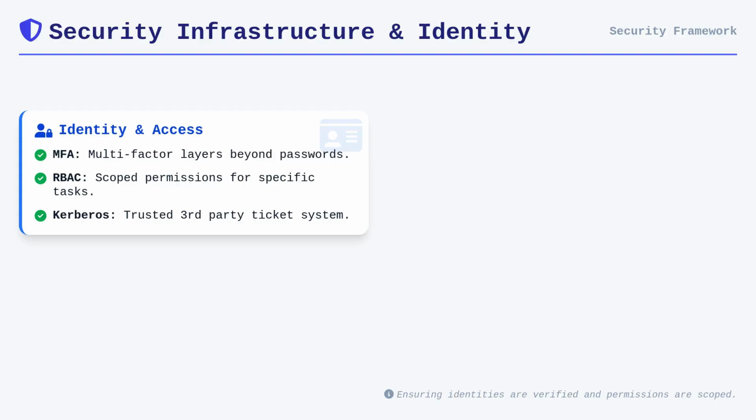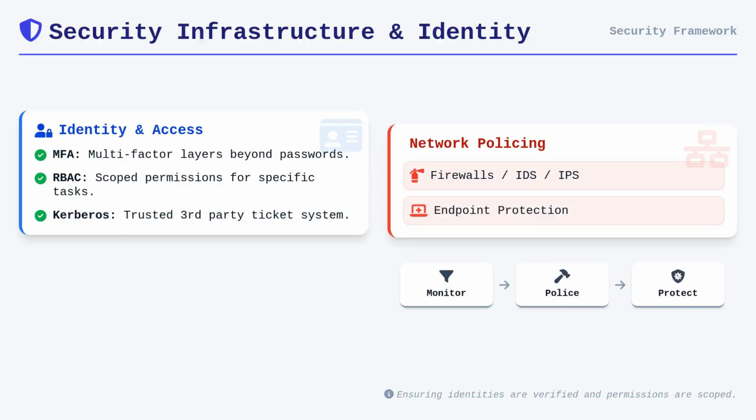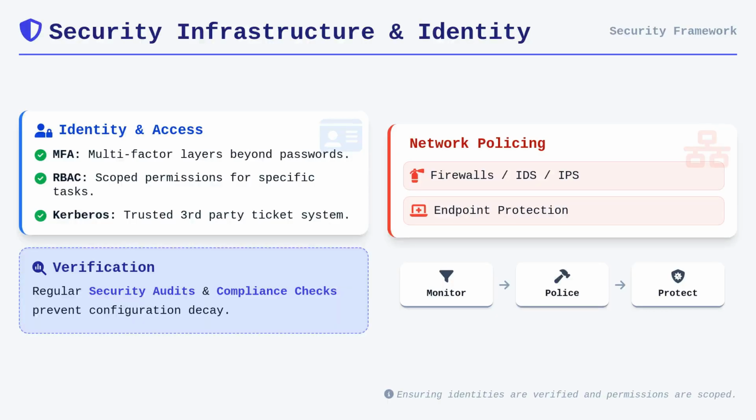Beyond simple access, we utilize tools like firewalls, intrusion detection systems, and intrusion prevention systems to monitor and police the traffic flowing across our segments. Endpoint protection completes the picture by providing localized security on the server itself, scanning for suspicious patterns or known malware signatures. Regular security audits and compliance checks are the only way to verify that these controls remain effective over time, as configurations tend to decay due to human error and evolving threats.